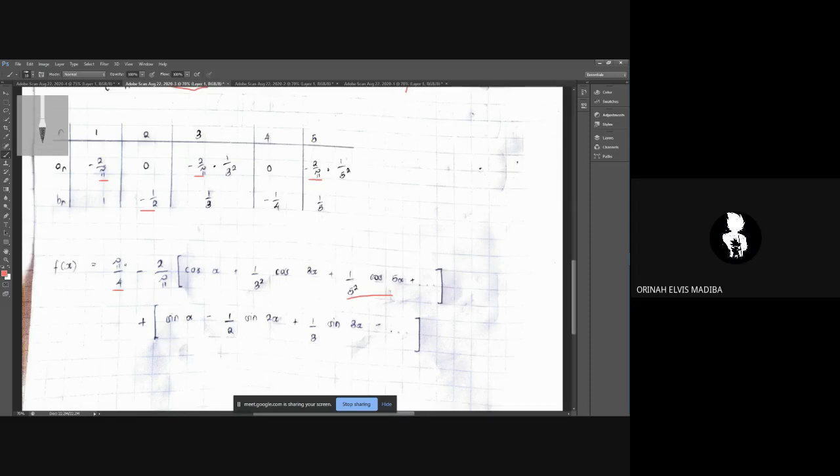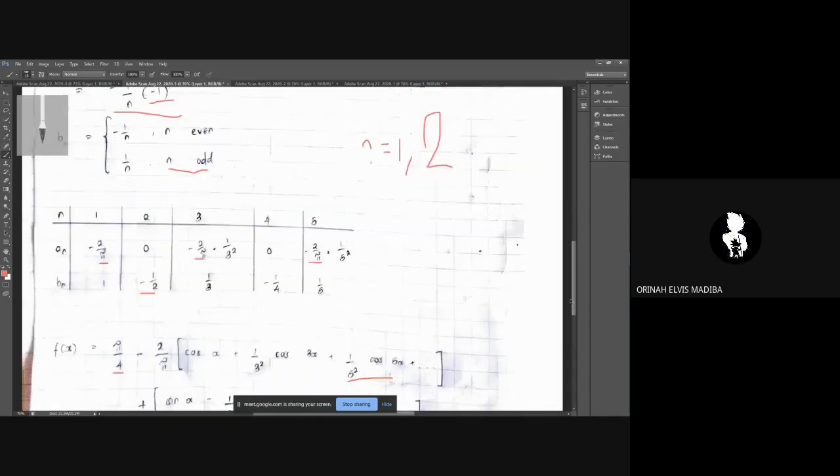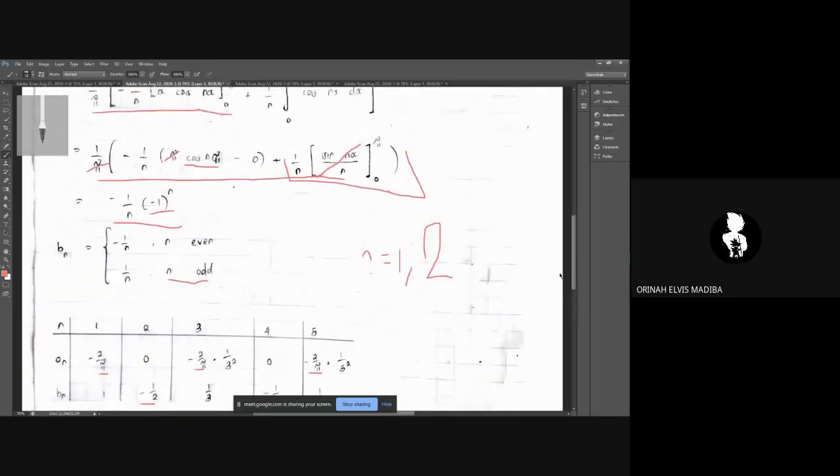And then plus for the sine part, for when n is 1, we have sin x. For when n is 2, we have 1/2 sin 2x. And then for when n is 3, we have 1/3 sin 3x, which is from all this basically.